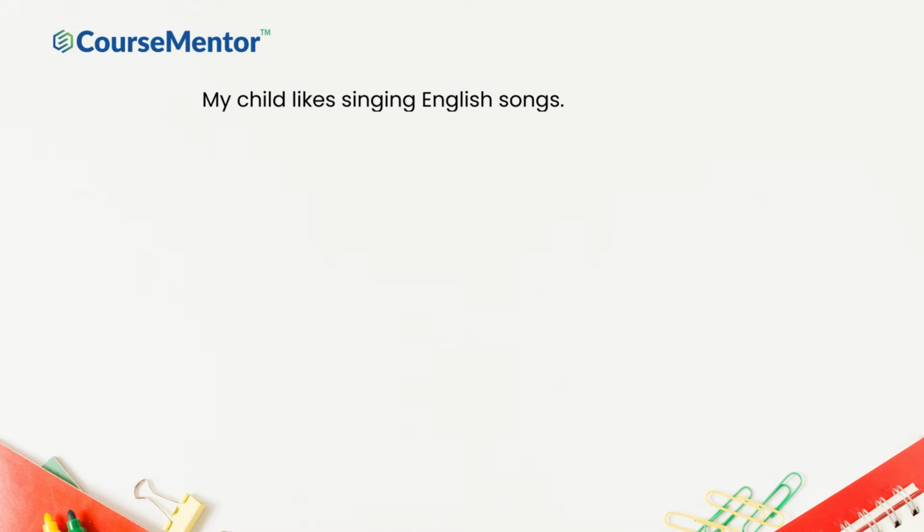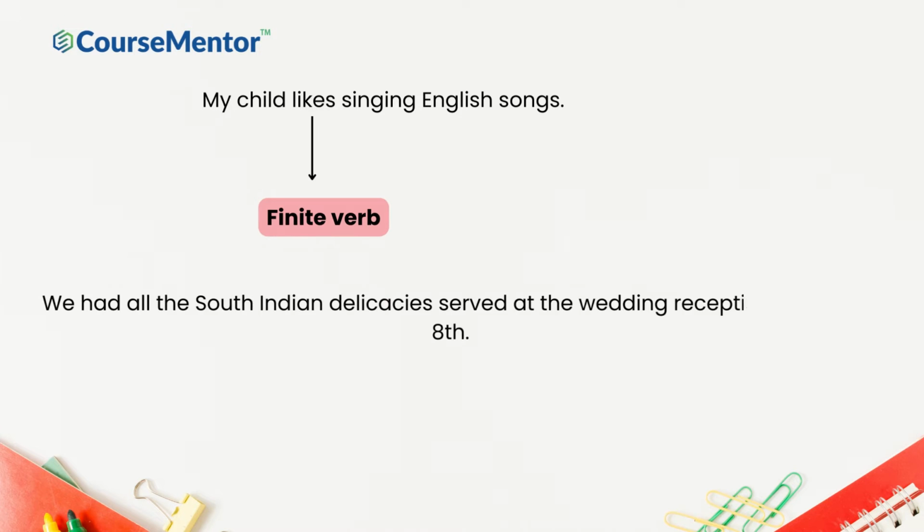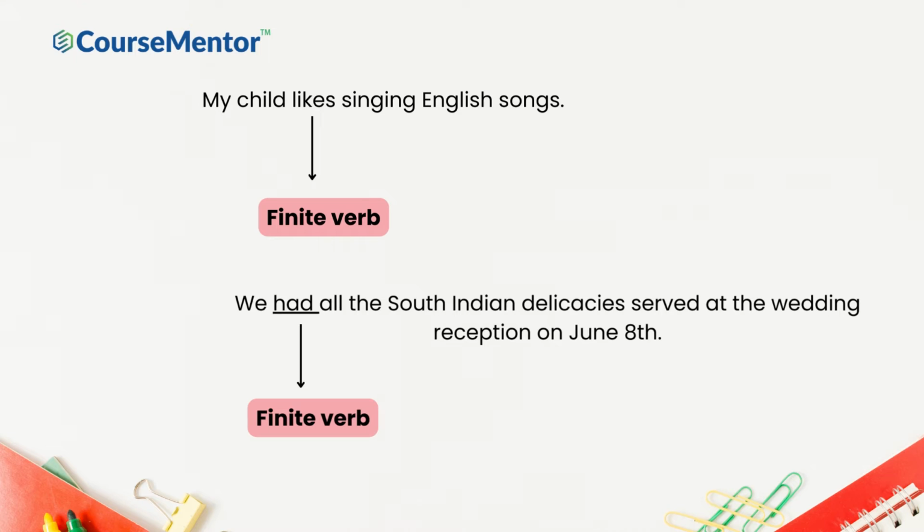My child likes singing English songs. The verb like, used in the third person singular form, is the finite verb in the above example. We had all the South Indian delicacies served at the wedding reception on June 8th. In the above example, had is the finite verb. Hope you understand how finite verbs work in a sentence.